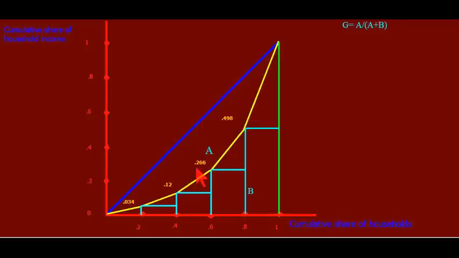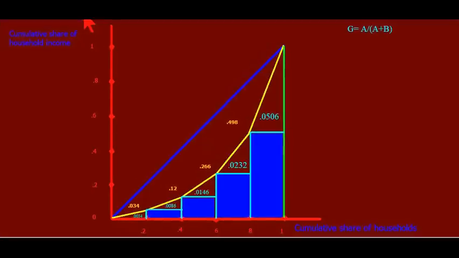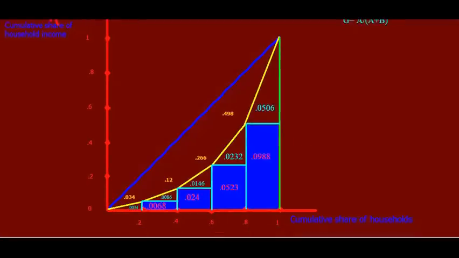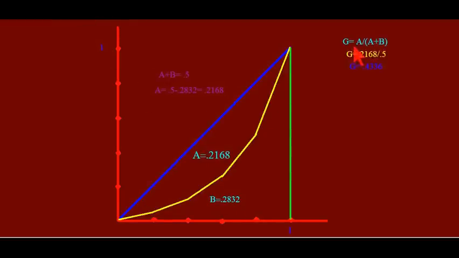We can find the area B by dividing the area under the Lorenz curve into rectangles and triangles and calculating their values using simple geometry. Once we've done so, we subtract the area B from the area A plus B, which we already know has a value of 0.5, in order to find the area A. We plug in our numbers into the formula in order to find our Gini coefficient, which in this case has a value of 0.43.